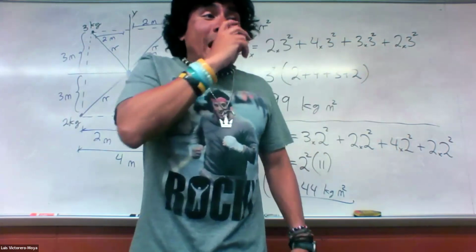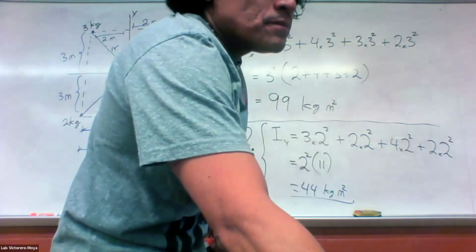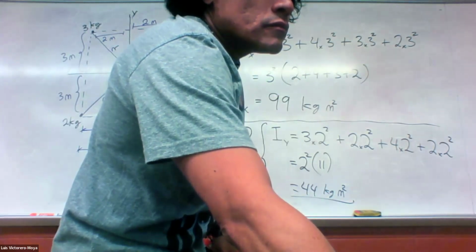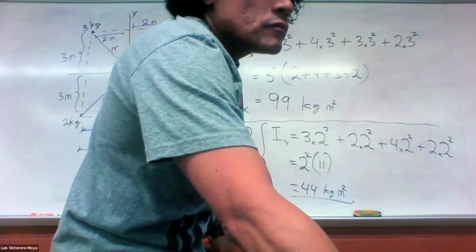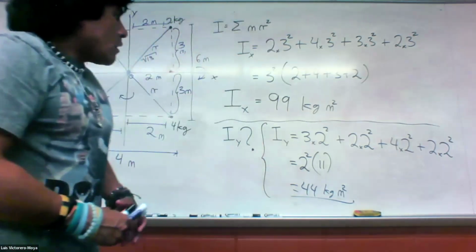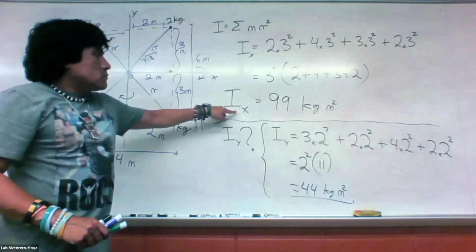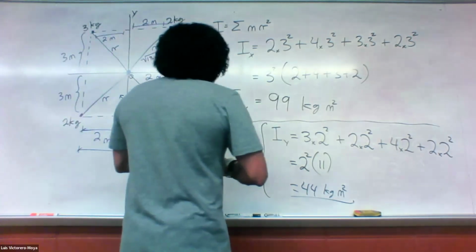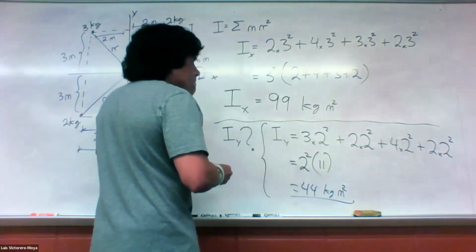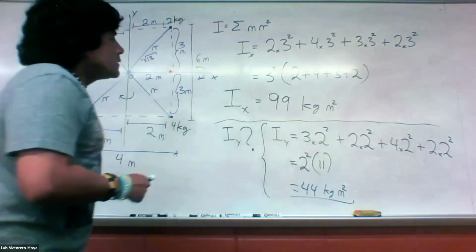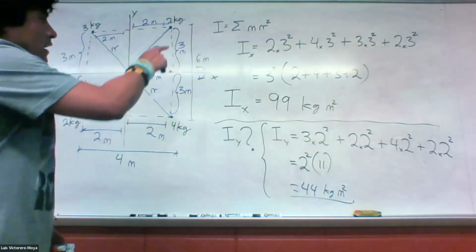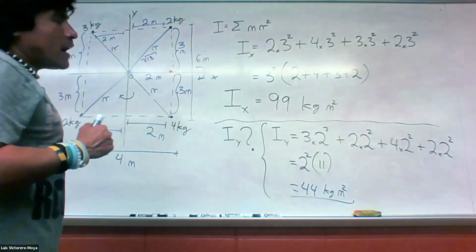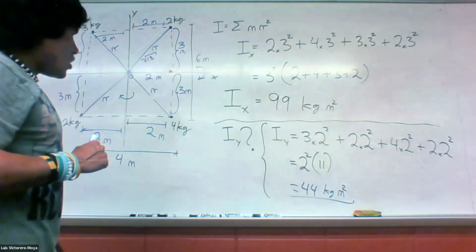Now, what can you add in this question, though? You have the I. You have the Ix, Iy, and even Iz. What if they give you the angular acceleration?